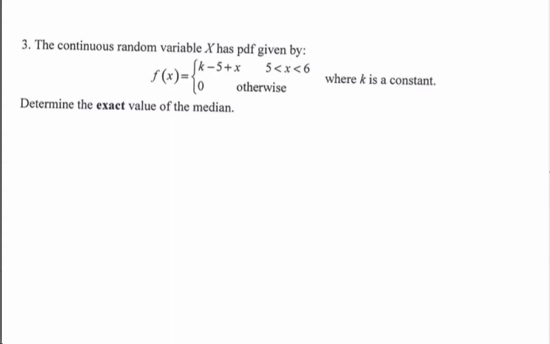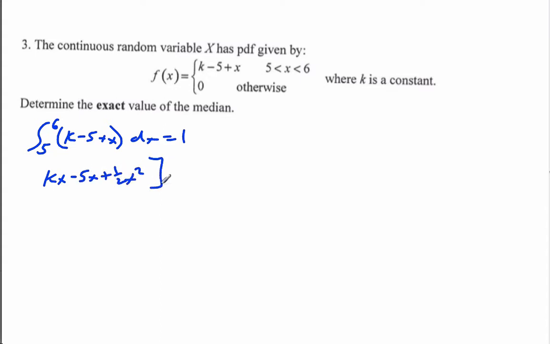Okay, in this next example, we have another continuous probability distribution function. We're going to find the exact value of the median. And first we need to find this value of k. So we'll do the integral from 5 to 6 of this. Gives me 1, as it always does. And the integral is kx minus 5x plus half x squared, evaluated from 5 to 6 equals 1.